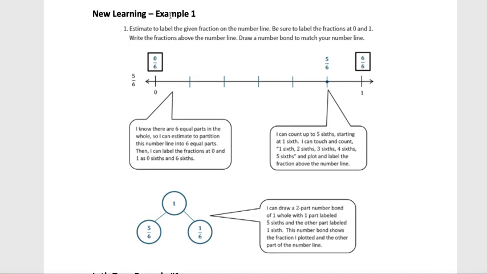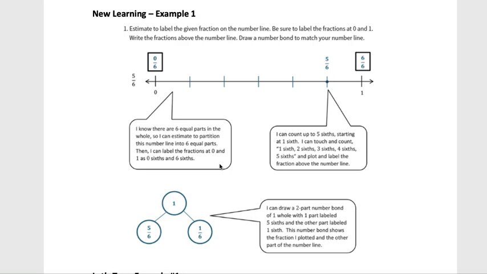The example says, estimate to label the given fraction on the number line. Be sure to label the fractions as 0 and 1 and write the fractions above the number line. Draw a number bond to match your number line. So the fraction that they're asking you to plot on the number line is 5/6. So we know, based on that denominator, or the bottom number, that there are going to be 6 equal parts. So I know there are 6 equal parts in the whole. So I can estimate to partition this number line into 6 equal parts.